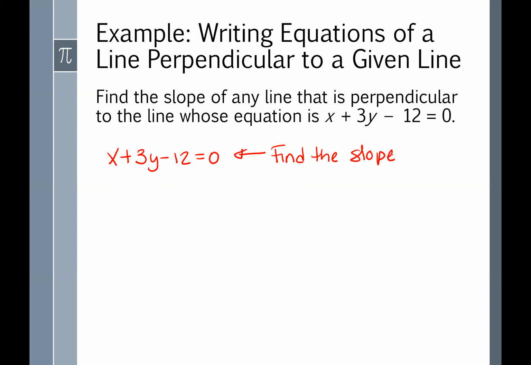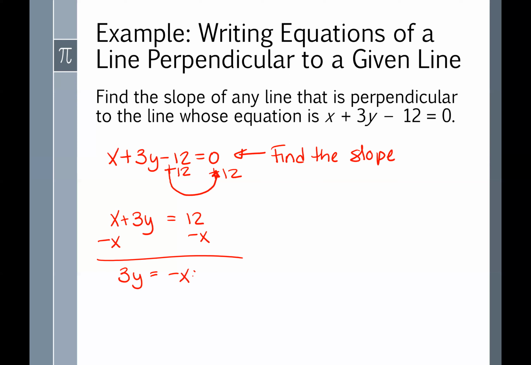Okay, so I need to find the slope. So I'm going to solve for y. I'm going to move the minus 12 over by adding it to both sides. So if it's negative on the left-hand side, it will become positive on the right. I'm going to get the x over to the right-hand side. So I'm going to subtract x from both sides. If it's positive on the left, it'll be negative on the right. And then I'm going to divide everything by 3.